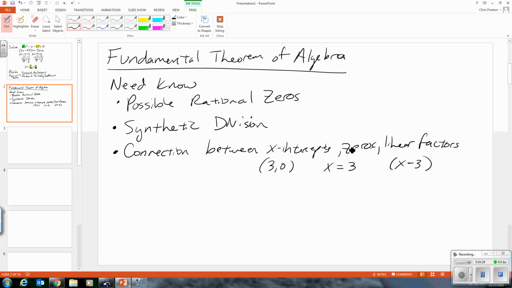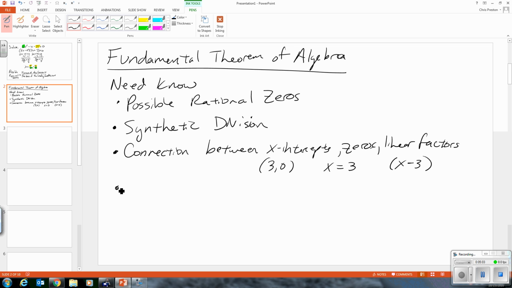Now, one thing to note here: if you have an x-intercept, that means there's a real zero tied to that, and there's a linear factor. This doesn't necessarily work the other direction. If you have a linear factor, that means there would be a zero with it, but that doesn't necessarily mean there would be an x-intercept. X-intercepts only occur at real numbers. So if you have a zero that's not real, then it wouldn't have an x-intercept. But if it's an x-intercept, you do know that there is a zero and a factor with it. So it goes this way, but not all the way the other direction necessarily.